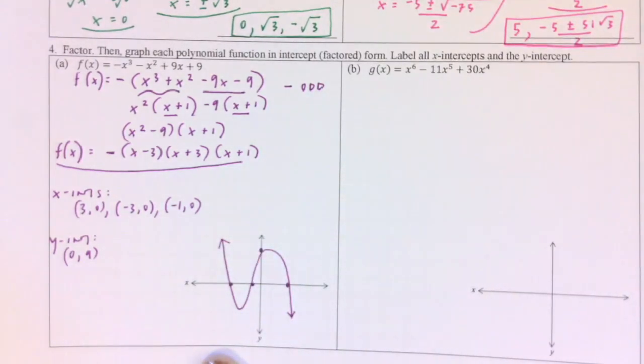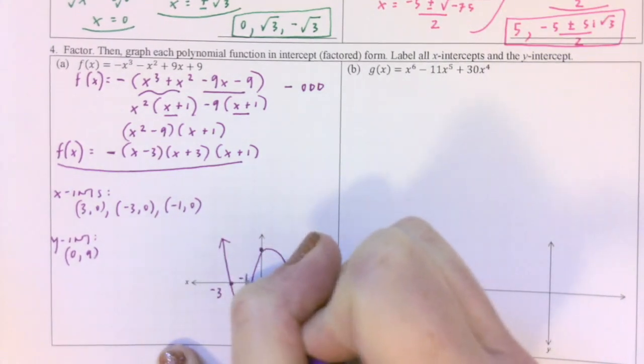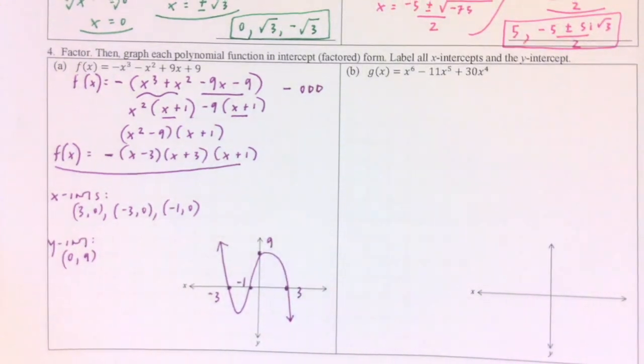Again, we're just looking at end behavior and the right intercepts. Add your labels. All right, all looks good.